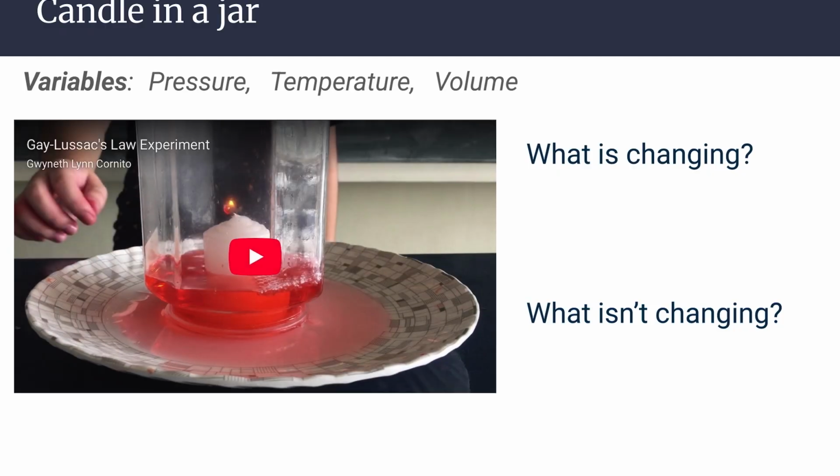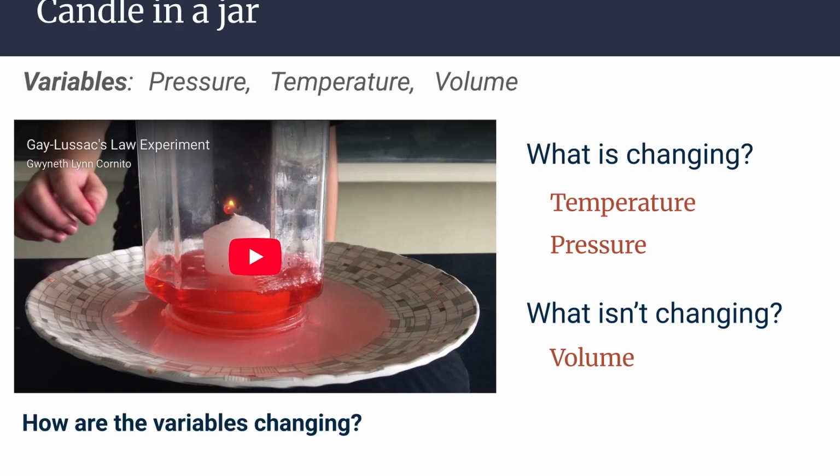All right, so with this one, what's changing? So that candle inside the canister, we've got temperature changing. That candle is going to heat up the gas that's inside of the jar. And then what's happening as a result? There's an increase of pressure inside, which then allows that liquid to be sucked up from the plate into that upside down jar. So what's changing? That volume, the jar has a fixed volume, so that volume is not changing in this case. And so how are those variables changing?